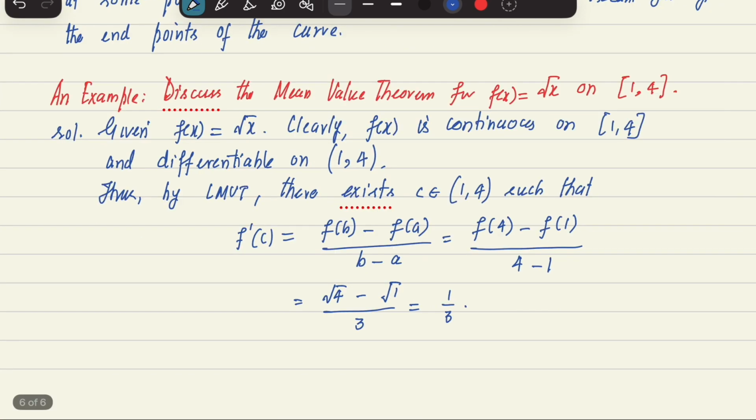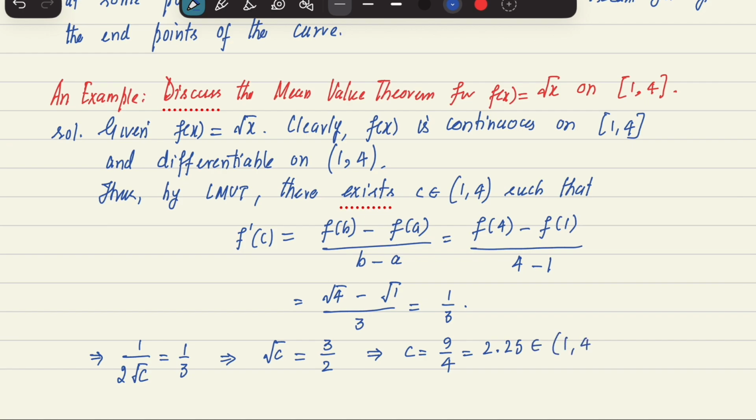Now finally we have f dash of c, so this implies f dash of c must be equal to 1 divided by twice square root of c, because f dash of x is equal to 1 divided by 2 root x. So this is equal to 1 divided by 3. This gives square root of c equal to 3 divided by 2. So therefore c is equal to 9 divided by 4, and we can see that 9 divided by 4 is equal to 2.25, which obviously belongs to the open interval (1, 4).